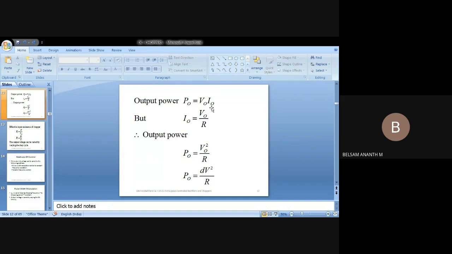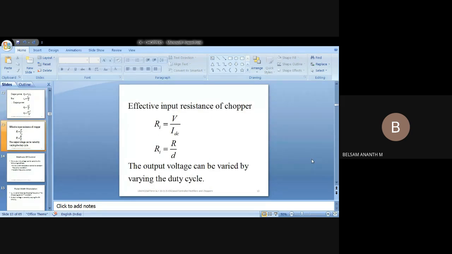Therefore, P naught equals D V square by R. And one more equation, the effective input resistance of a chopper, Ri equals V divided by I. I equals V by R, or V equals IR. Ri equals V divided by I_S. So otherwise we can write it as Ri equals R divided by small d. Small d may be written in terms of duty cycle. So the output voltage can be varied by varying the duty cycle.